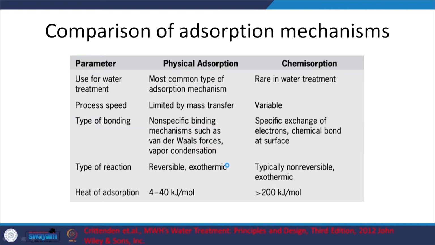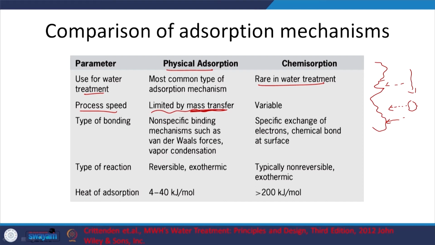So, comparison of adsorption mechanisms. Physical adsorption is the predominant one that comes into play with respect to water treatment, while chemisorption is relatively rare in water treatment. Process speed, what is the limiting factor? It is limited by mass transfer, as in the water or the compound is flowing here and this is my media, let us say, and so this has to be transported to the media surface. It is limited by mass transfer.